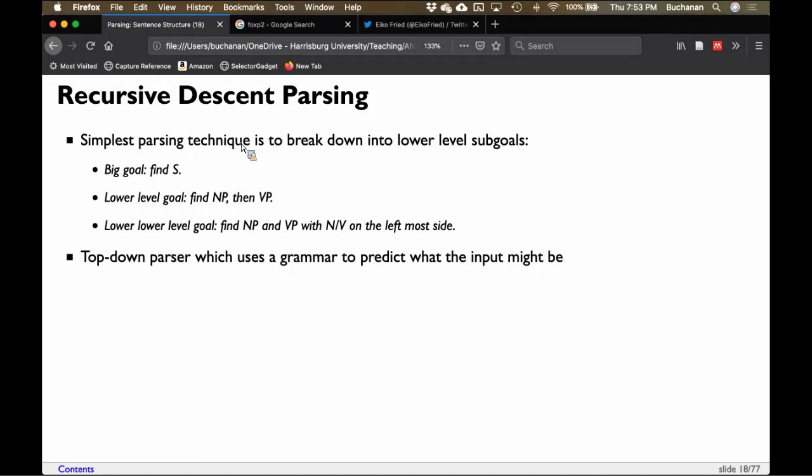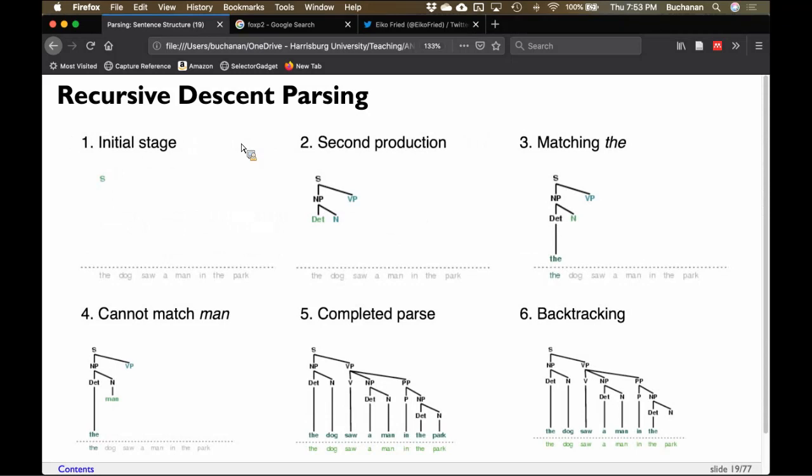It's considered a top-down parser. And what that means is that it starts with the largest part, the sentence, and then breaks down into smaller pieces until it reaches the part of speech level. And it uses the inputted grammar to predict how that might break down.